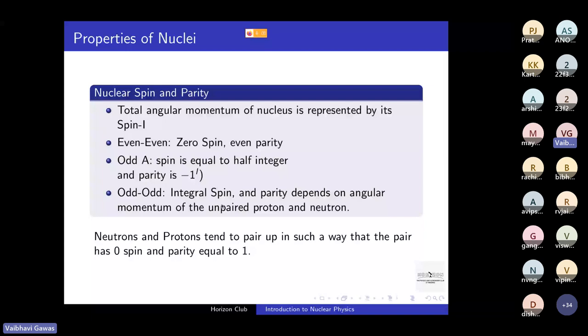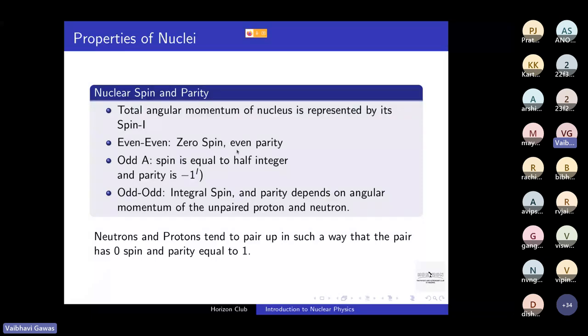The second property is parity. I think in particle physics you have also talked about parity. Parity, if you simply consider it, changes the sign of the position in your wave function. You have a wave function as a function of position x, y, and z. If the parity is positive, then the wave function of x, y, z is equivalent to the wave function of minus x, minus y, minus z. If your parity is negative, you have the opposite, with an extra negative sign: the wave function of x, y, z would be minus the wave function of minus x, minus y, minus z.